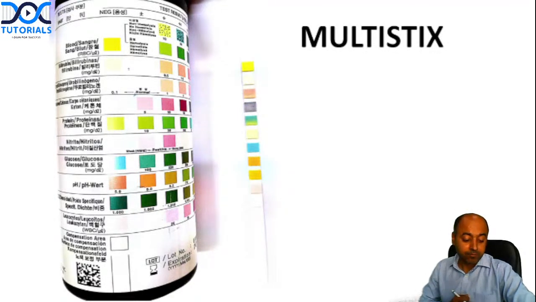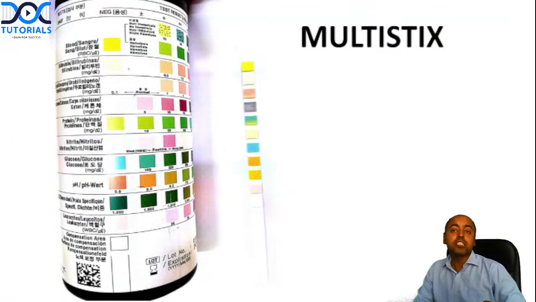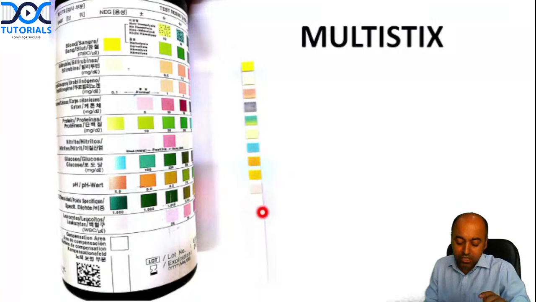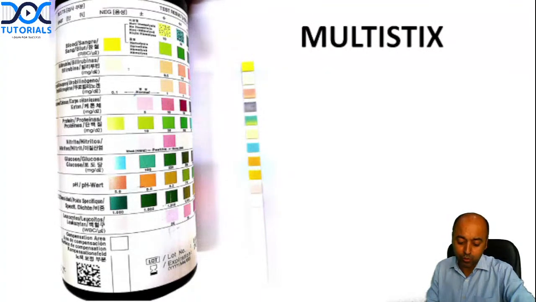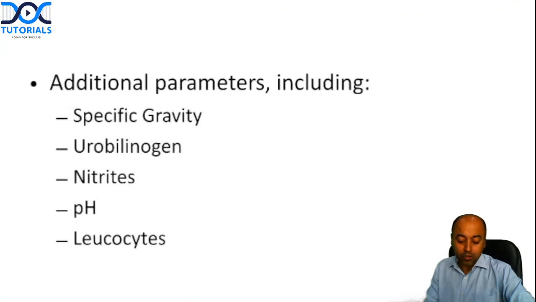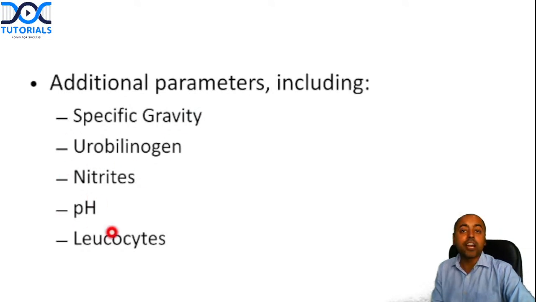Okay. So these are the newly available tests which we can quickly do on the multi-stick. We don't need to send the sample to the lab. However, if the compensation area is not correct, then we may need to send the sample to lab. Like I showed you on the multi-stick, we have additional parameters: the specific gravity, urobilinogen, nitrites, pH, and leukocyte, which will tell us about the different conditions.